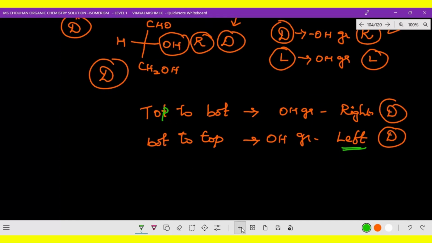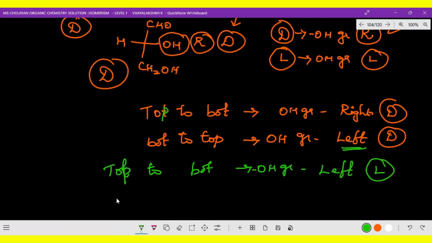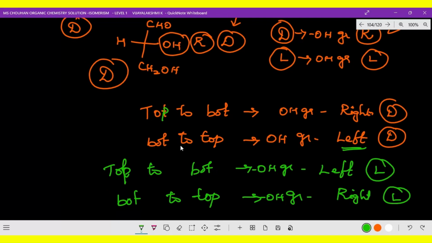Now, how do we identify L-glyceraldehyde? Suppose it is L, then in the same way, top to bottom, the OH group is on the left hand side. That is L. Now in the same way, bottom to top, the OH group is on the right hand side. That is also L. I hope you got a very clear idea how we identify that D and L configuration.